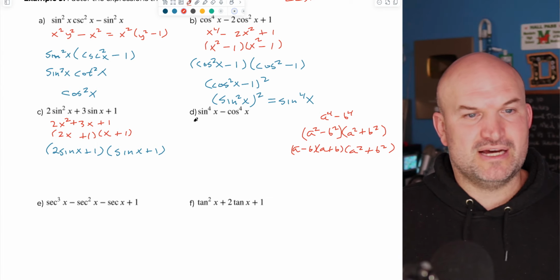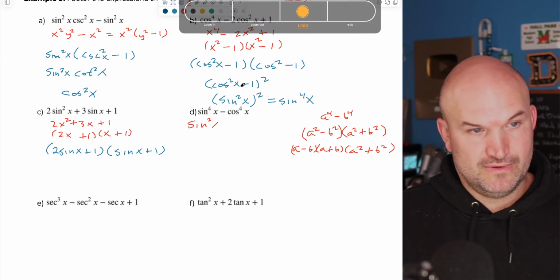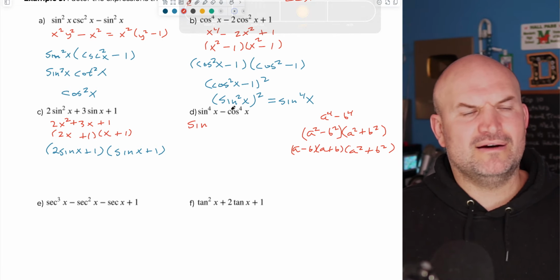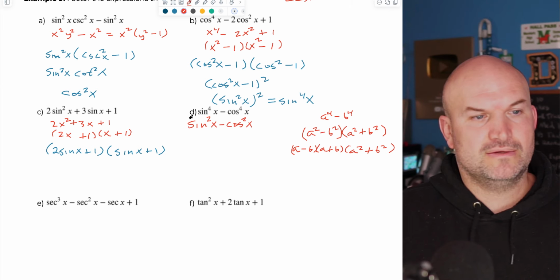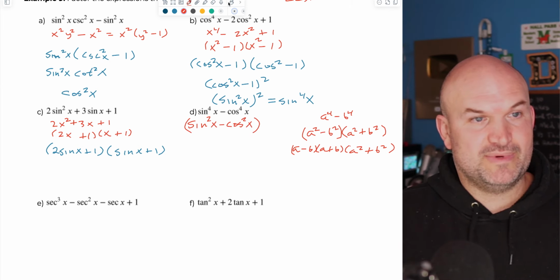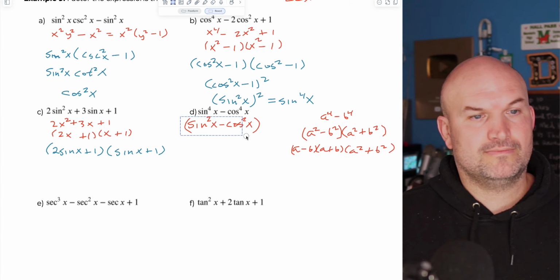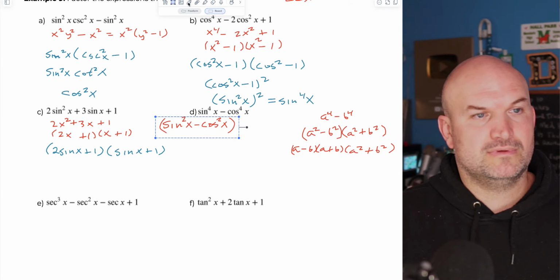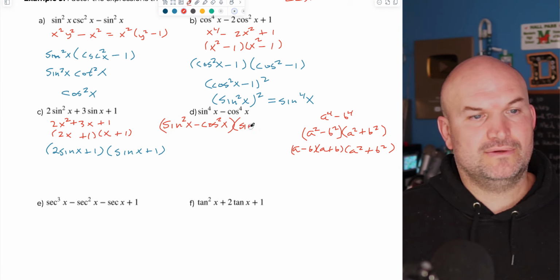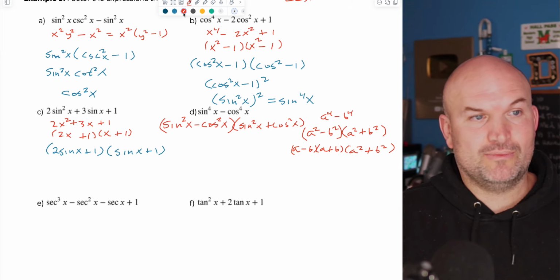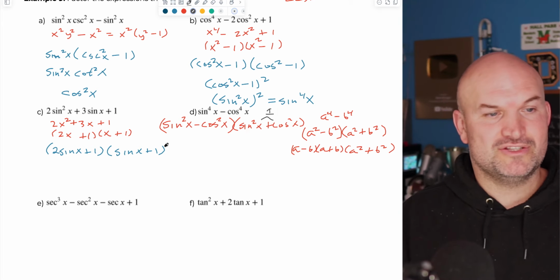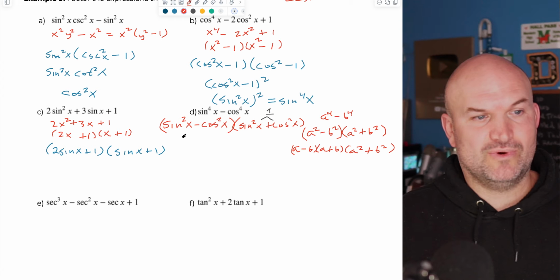So let's break this up into a sine squared of x minus a cosine squared of x, times, I am running out of space though, times a sine squared of x plus a cosine squared of x. Okay, but what do we know about this, ladies and gentlemen? We know that's equal to 1, right? That's awesome. So now I have a sine squared of x.